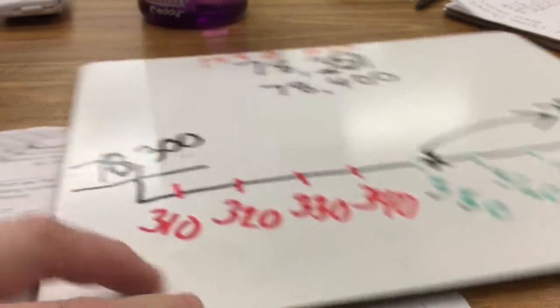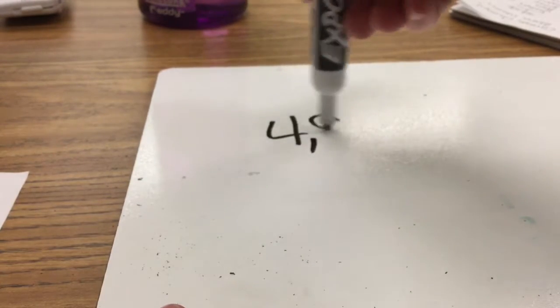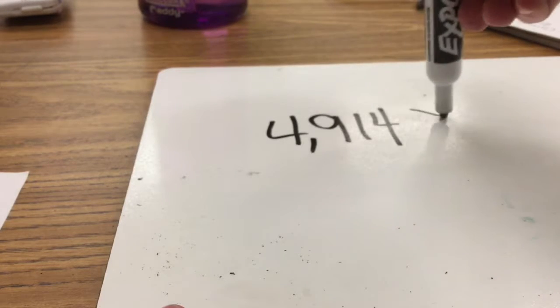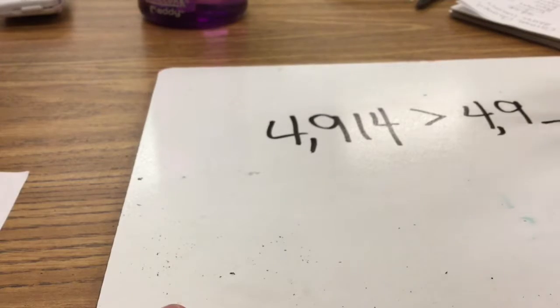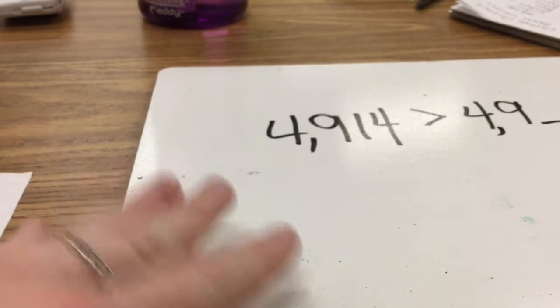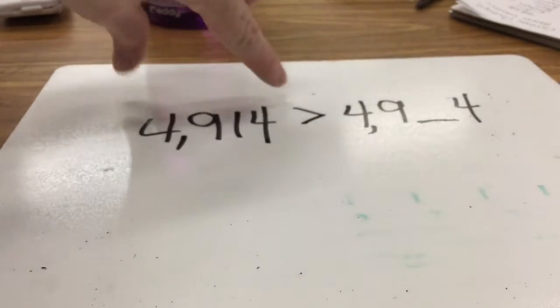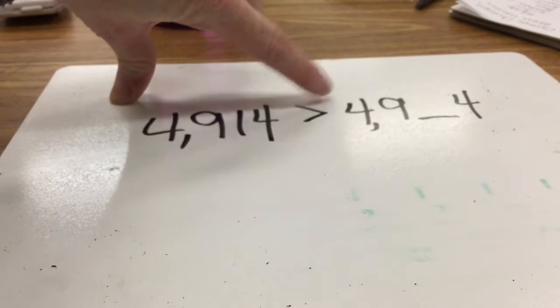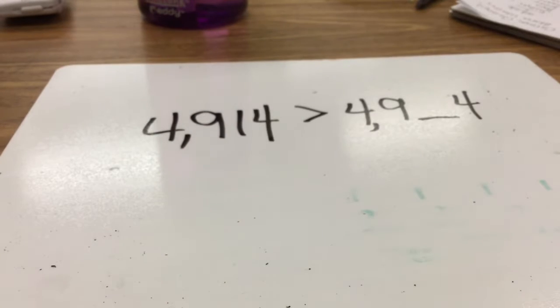Okay, number 2 says, what digit should go in the box, should go on the line to make the statement true? We have 4,914 is greater than 4,900 something 4. Okay, so we see that this number is the bigger number. So this has to be greater.